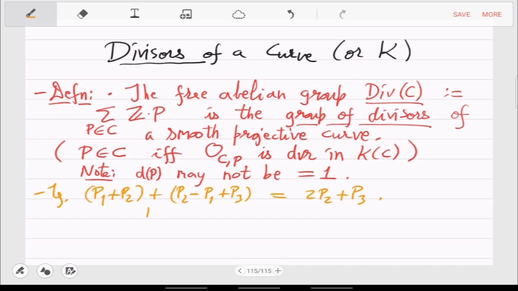And of course, what is P1 minus P1? There is also a 0 in this group, but this 0 is not any point. It will not correspond to any point. It's a formal object in the group. A point is just P1, but if you subtract P1 from itself, you get basically empty. So it's the empty point.